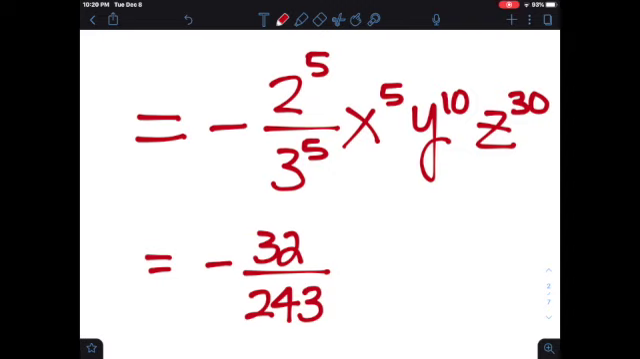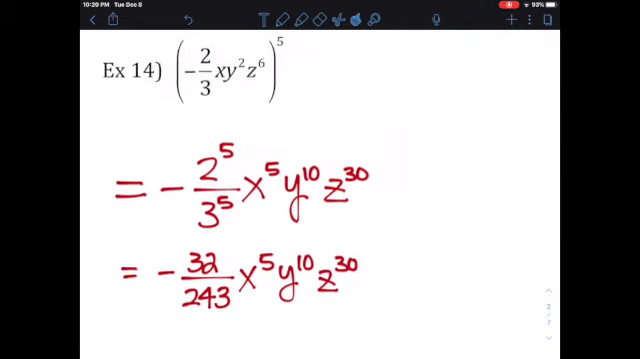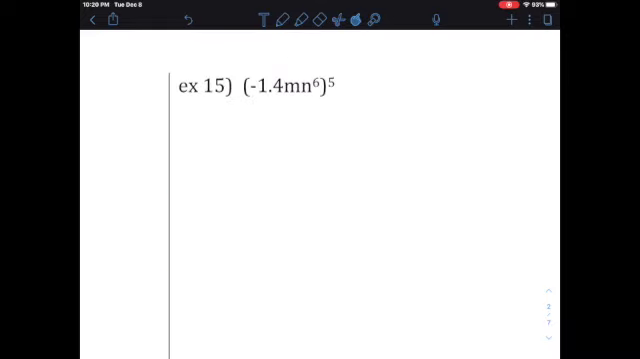All right? And then x to the fifth, y to the 10th, and z to the 30th. I hope that makes sense to you. If you have any question, please let me know. Please try number 15 and see if you can get the answer that I have.